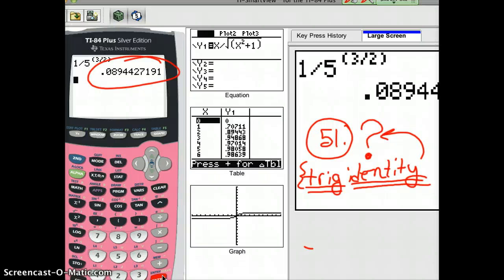If there's one on the AP exam that you're expected to use, they'll write, they'll say recall, and they'll say recall that sine squared theta plus, and they'll tell you what the trig identity is. So you don't need to memorize them. You need to go to your yellow sheet and you need to find it.